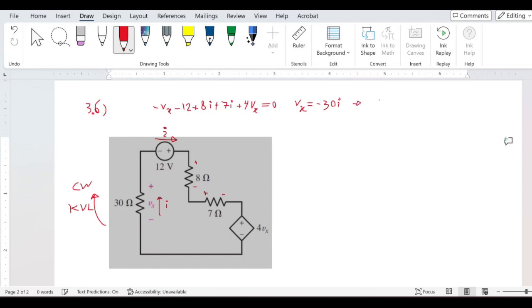That will simplify the problem to this equation, which is essentially 3 times minus 30I, right? Plus 15I equals to 0, and then from there the value of the current turns out to be minus 0.16 amp.